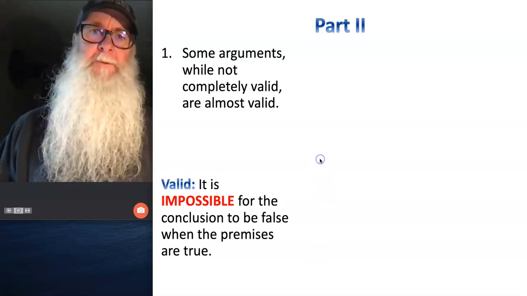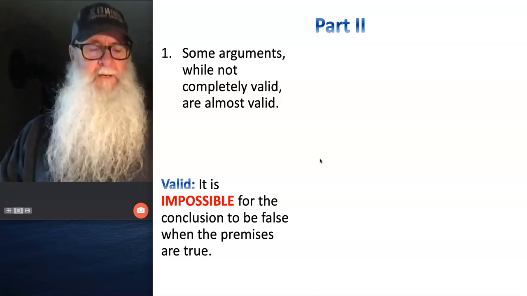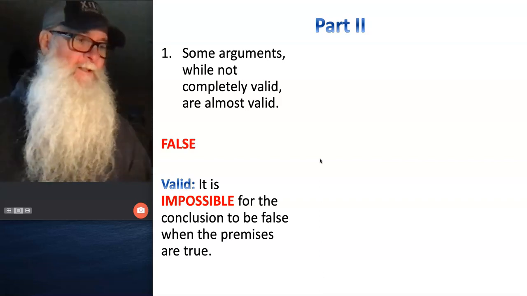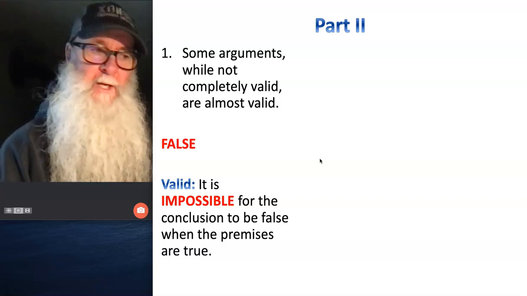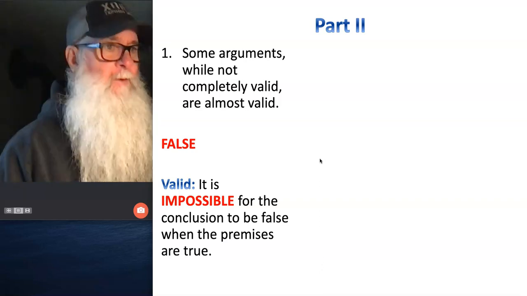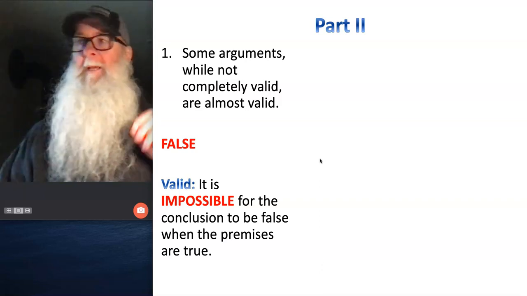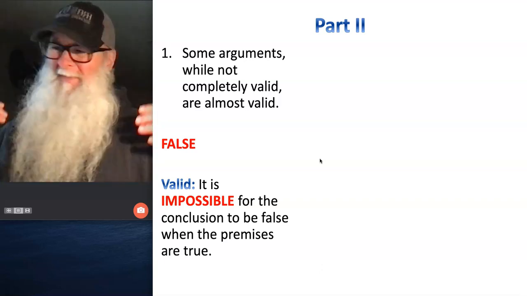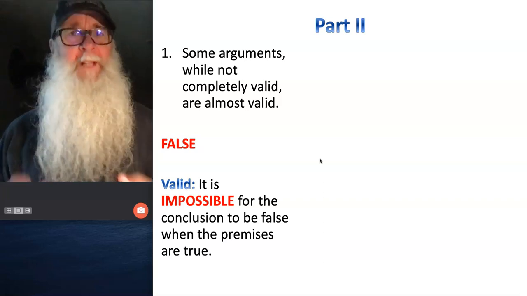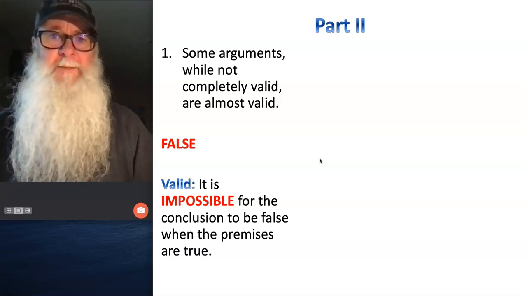All right, let's look at your work from part 2. Number 1, some arguments, while not completely valid, are almost valid. That is false, right? Because validity and invalidity are like on-off switches. It is either valid or it is invalid. It's not almost valid or sort of valid, because when we talk about a valid argument, we're talking about an argument in which it's 100% impossible for that conclusion to be false when the premises are assumed to be true. Okay, so number 1 is false.